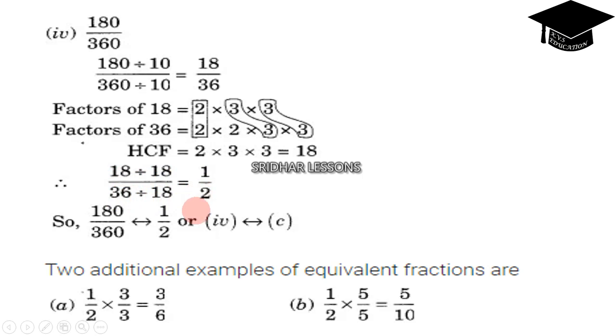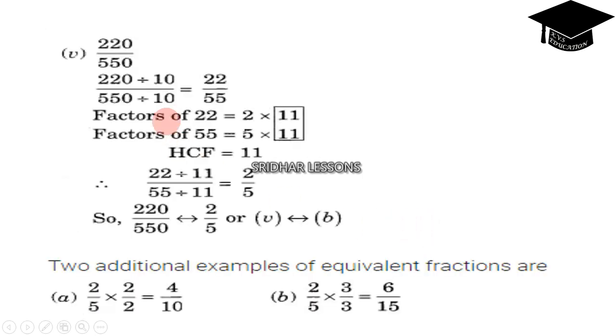So the two additional examples are 1 by 2 into 3 by 3. That means 1 into 3 is equal to 3, 2 into 3 is equal to 6. The second example is 1 by 2 into 5 by 5, equal value of numerator as well as denominator. So 1 into 5 is equal to 5, 2 into 5 is equal to 10.